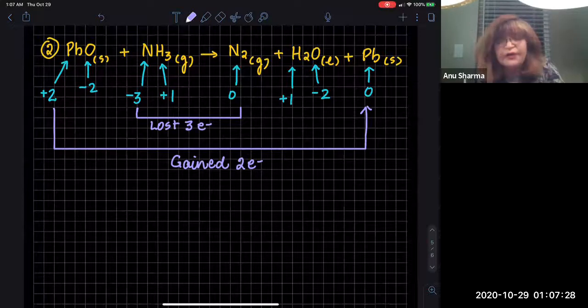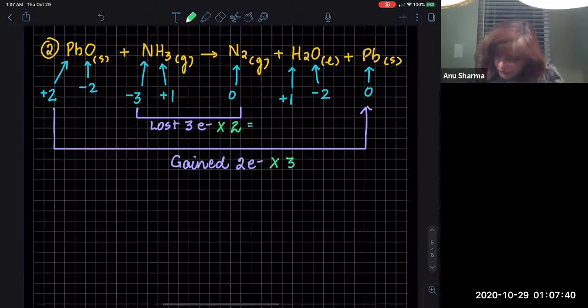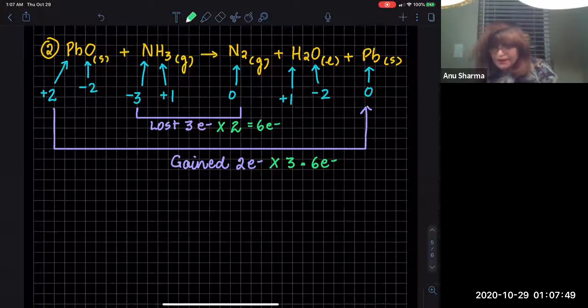So now we need to balance those electrons also. So how do we balance them? We are going to multiply this 2 by 3, and here we are going to multiply by 2... So in total, this becomes 6 electrons, and this is also becoming 6 electrons. But if that is the case, then we need to multiply where it's coming from.